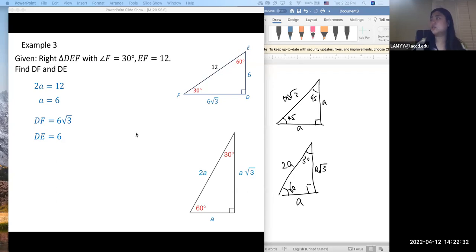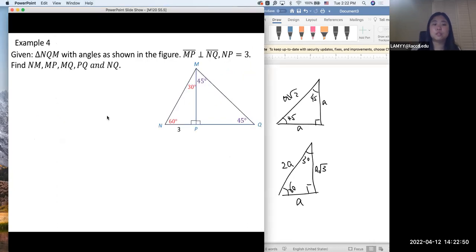Okay, if you're done, try to do the example 4. Okay, this one. They combine these two special triangles together. They only give like the MP equal to 3. So you need to figure out all these sides here.